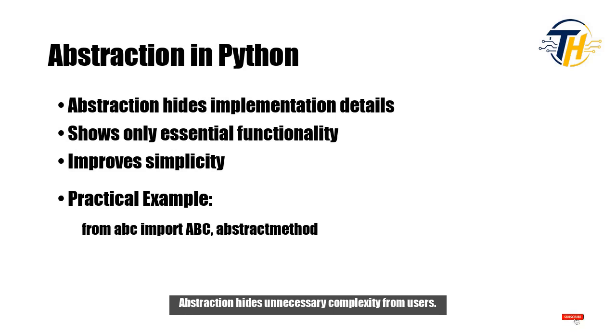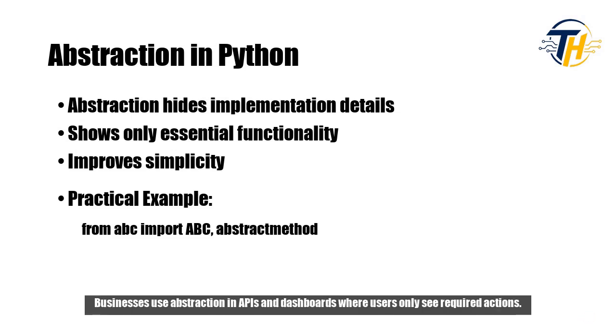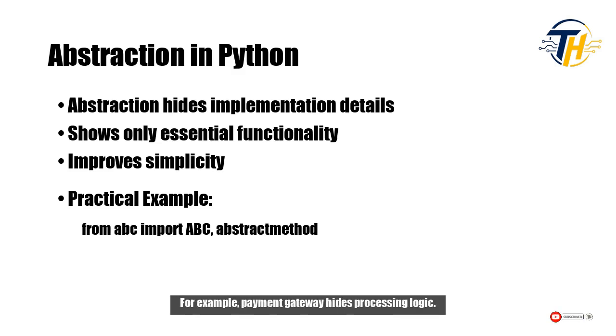Abstraction hides unnecessary complexity from users. It focuses on what an object does rather than how it works. Businesses use abstraction in APIs and dashboards where users only see required actions. For example, a payment gateway hides processing logic. Here, abstract classes define structure.